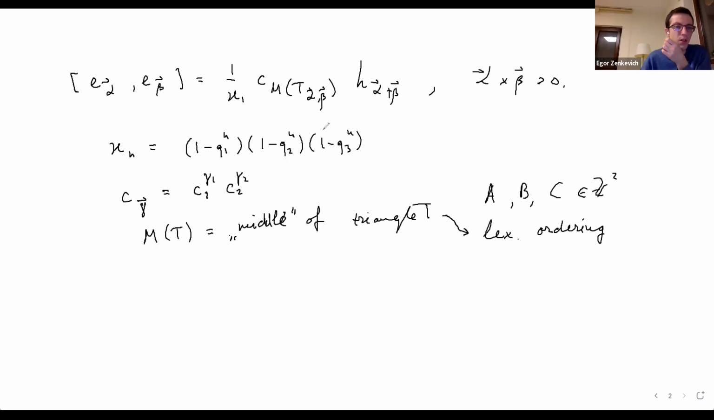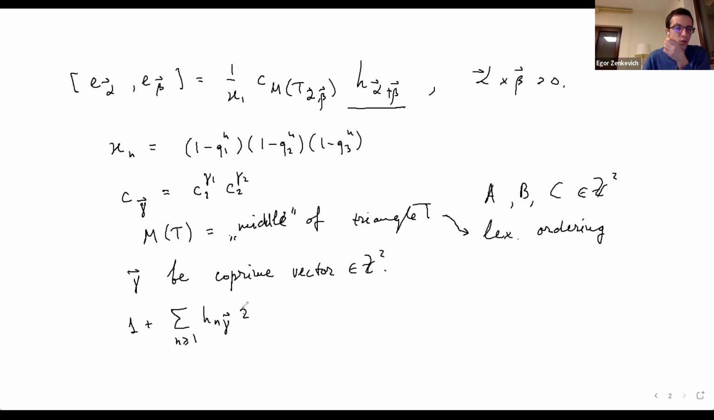What is H? That's the crucial point. The H will introduce the nonlinearity, because you see, if I had E here instead of H, that would be a linear algebra, Lie algebra, right? So H can be introduced by a generating function. Let gamma be a coprime vector in Z2. So coprime means the 2 components are coprime. And then for every coprime gamma, I have the following generating function, which defines for me this H for non-coprime gamma, because n gamma is a non-coprime vector. So for all non-coprime vectors, I define it as follows.